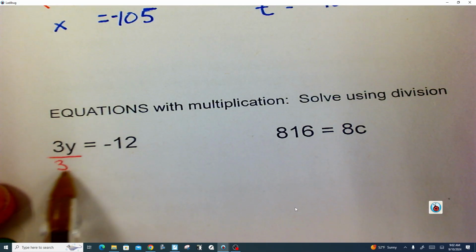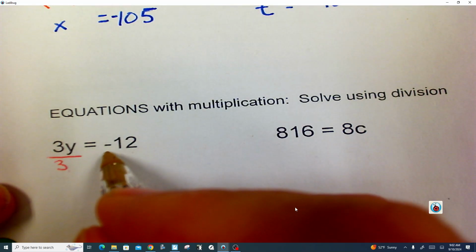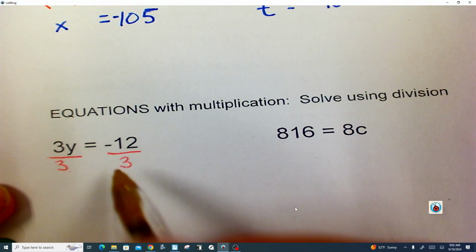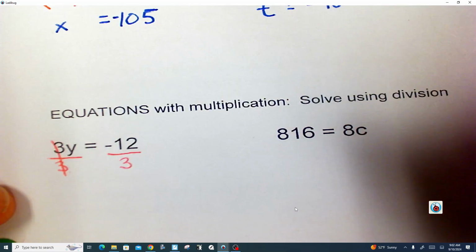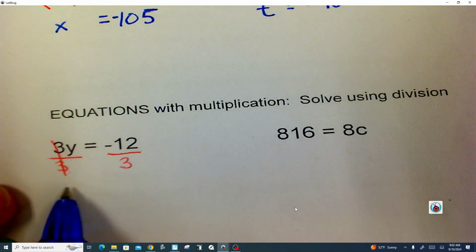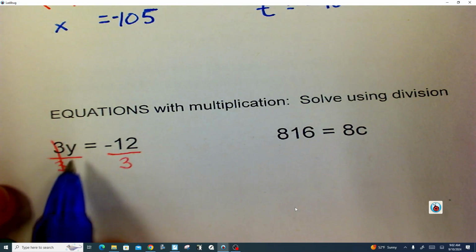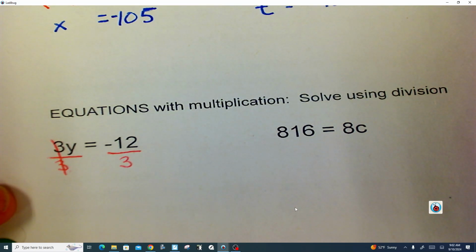Now, what did we do to the left side of the equation? Divide by what? So we have to do the same and divide the other side of the equation by 3. 3 divided by 3 gets you +1. And 1 times y, it doesn't change what y is. So there's no need to write anything there.